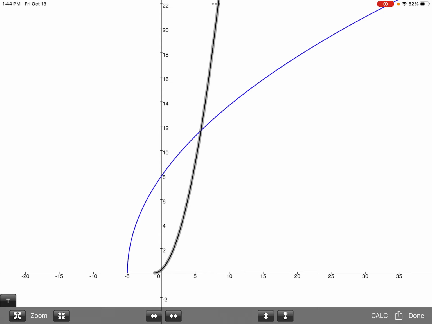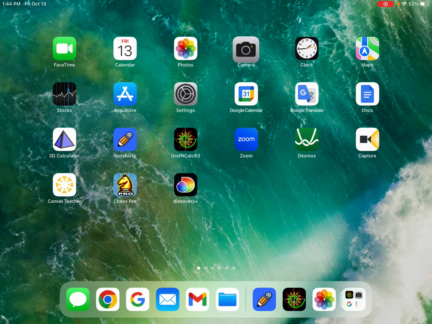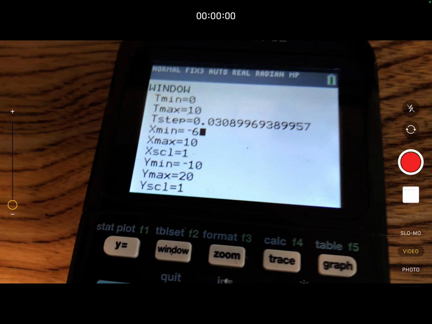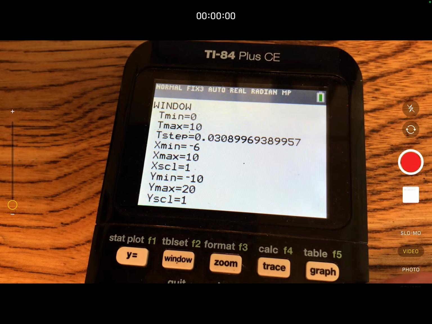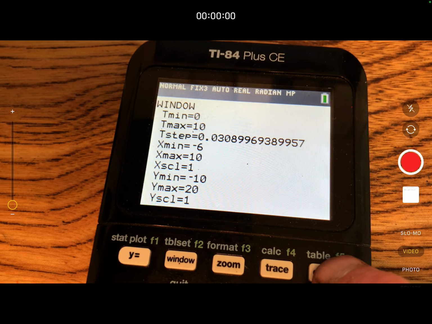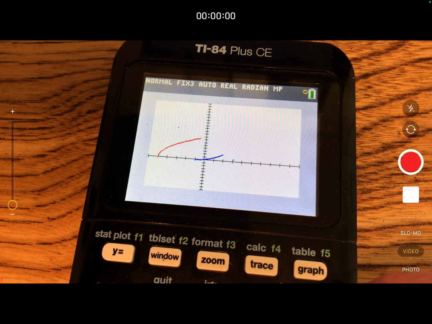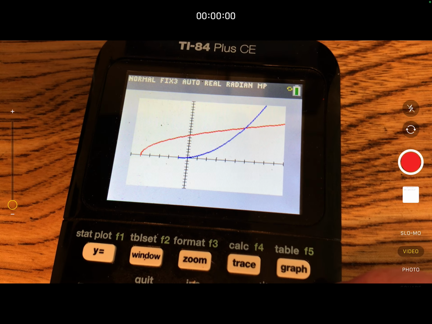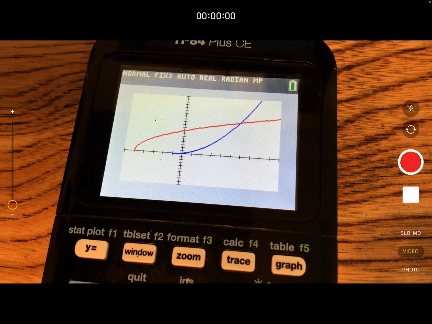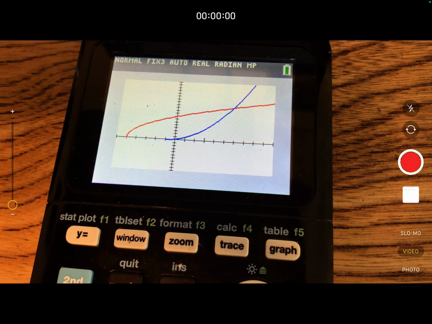So I then want to just show you that, and I have to use my old-fashioned calculator to do it. So let me just switch over real quick. Okay, so I already typed them into the calculator, and then watch the graph. So see how the red one took off really fast and they did not get to the same place at the same time? So they do not actually intersect.